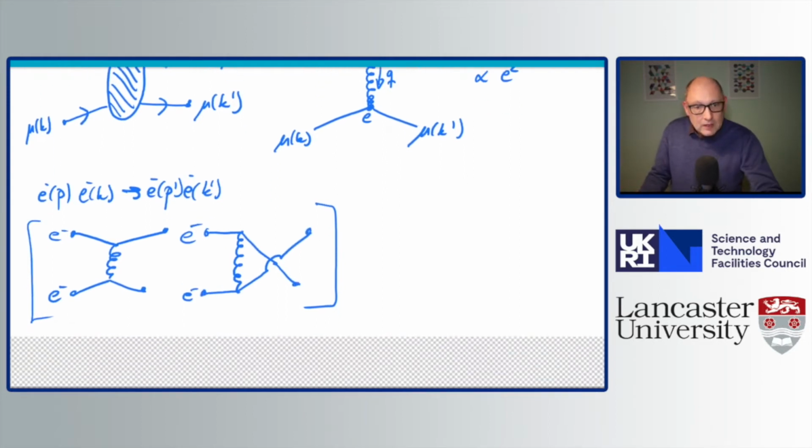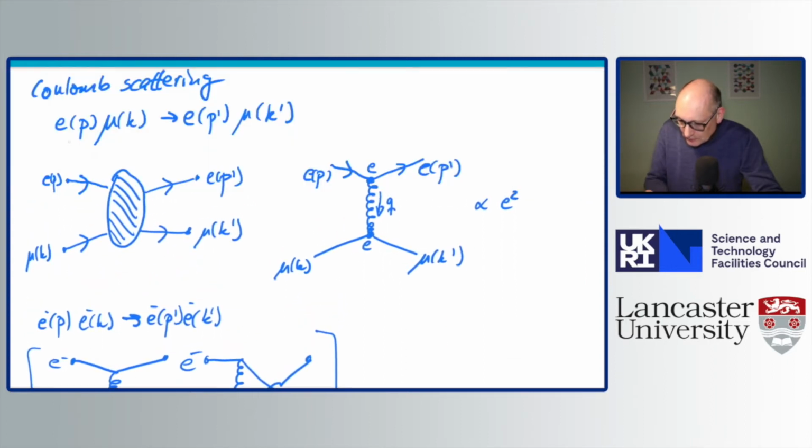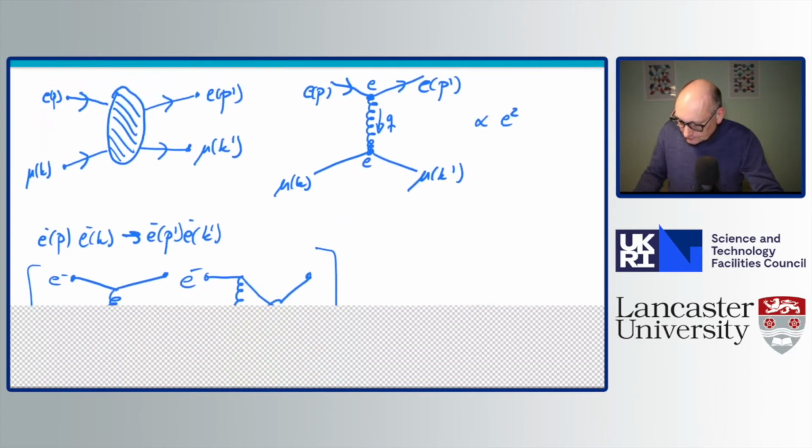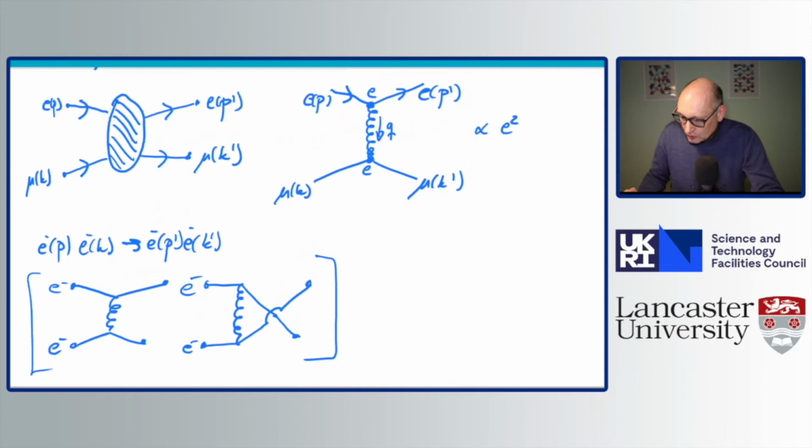Good. But let's not stay with this process. Let's stay with the process of e mu scattering. So what we needed to do with the Feynman diagrams was to use this nice drawing here and convert that to a formula for calculating the scattering amplitude.